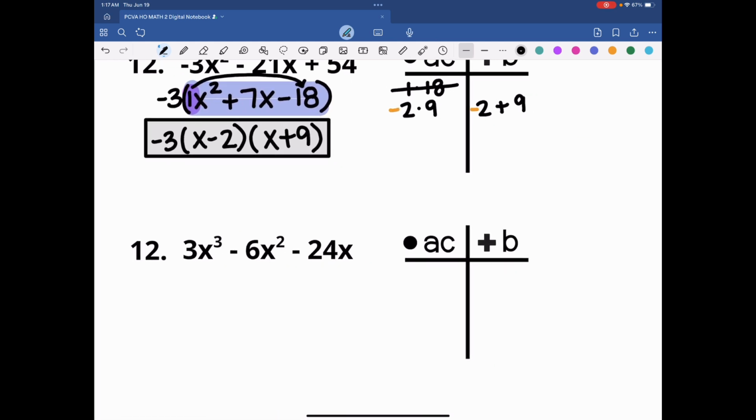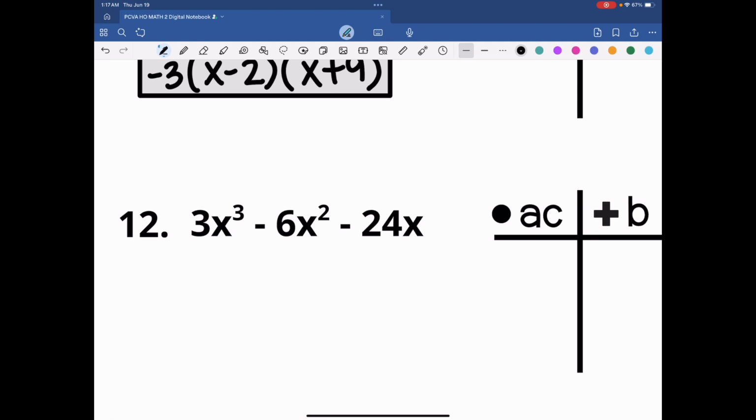All right, and last one. So always check for a GCF. So I have 3, 6, and 24. So we obviously have a 3 for my GCF. For this one, though, I have an x cubed, an x squared, and an x. So I can actually take an x out of each of these. So we actually have a GCF of 3x this time.